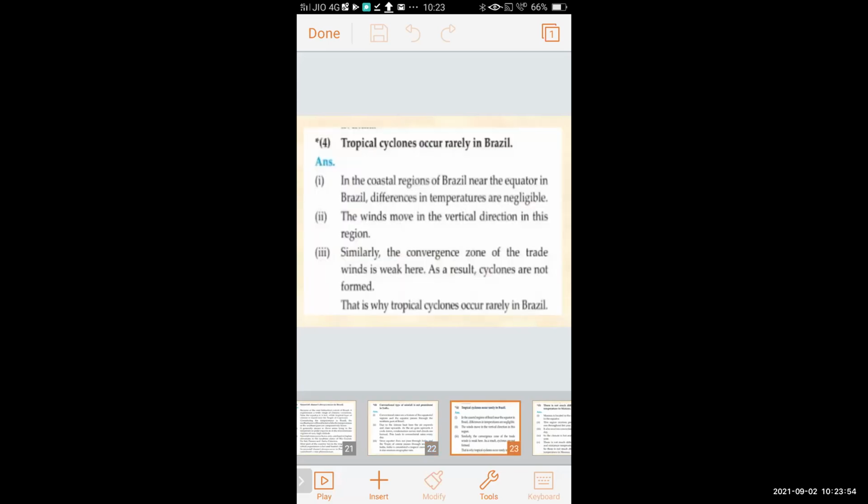The next give reason: tropical cyclones occur rarely in Brazil. Tropical cyclones occur rarely in Brazil. So why does this happen?